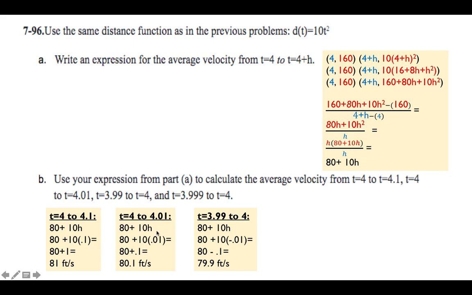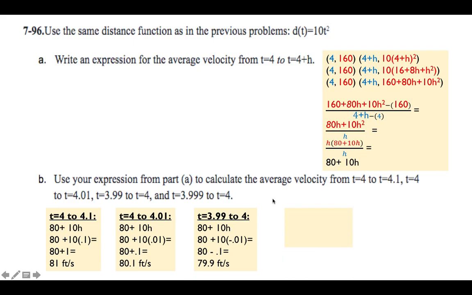So from after 4, at 4.01, the average velocity is 80.1. Right before 4, it's 79.9 feet per second. So I'm making an estimate that at t equals 4 seconds, when I'm driving on the road, I'm going about 80 feet per second. I feel like that's the instant velocity, because look at these approximations, they're very close to 80.